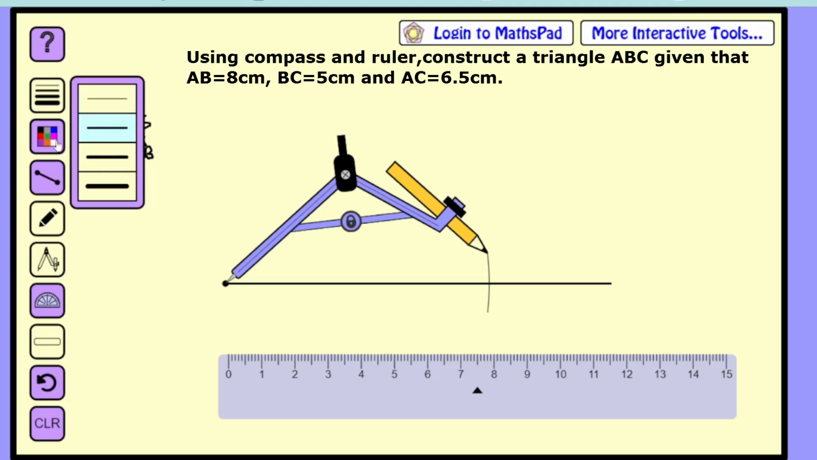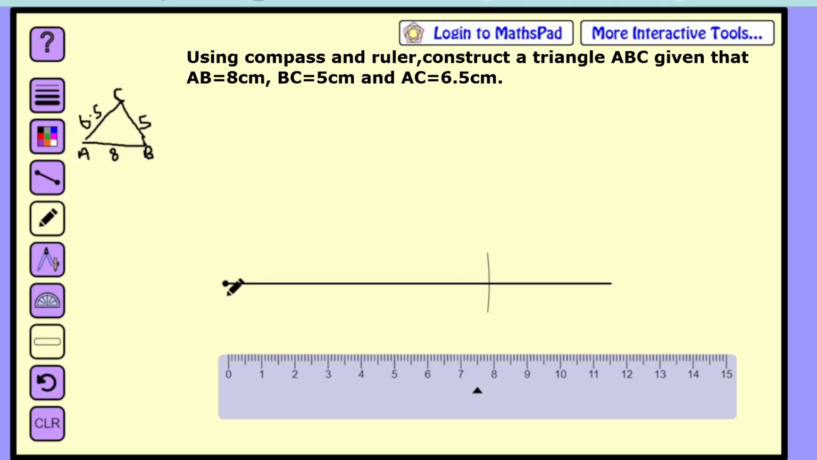So we're just going to go ahead and label that. This will be our point A. At this point right here will be our point B. So we have our baseline AB of length 8 centimeters.